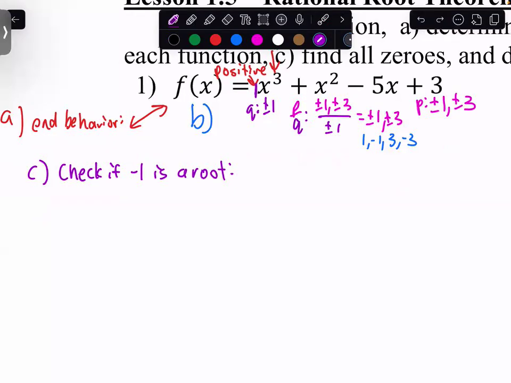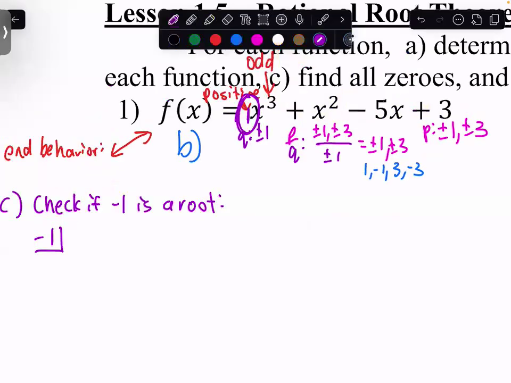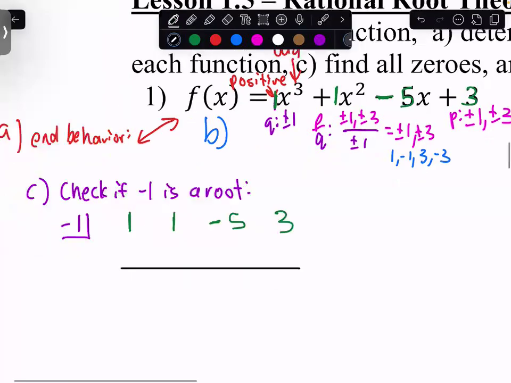Okay, so the way we check if a number is a root is through synthetic division. Technically, this is synthetic substitution. So -1 is our input. And then we want to take the coefficients from the starting polynomial. The 1 is the coefficient of the x cubed. Then you have 1x squared. -5 is the coefficient of the x. And then you've got +3 as your constant. Now we do the synthetic process to see if it works or not.